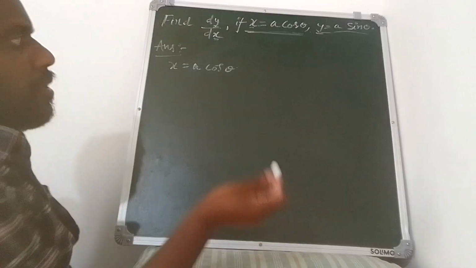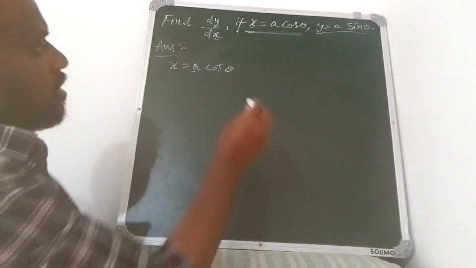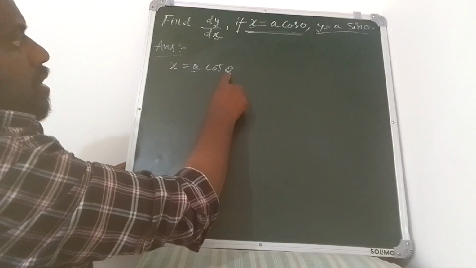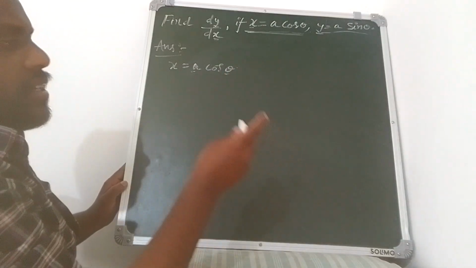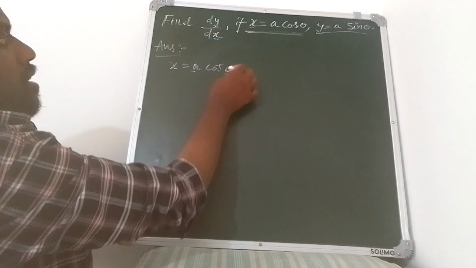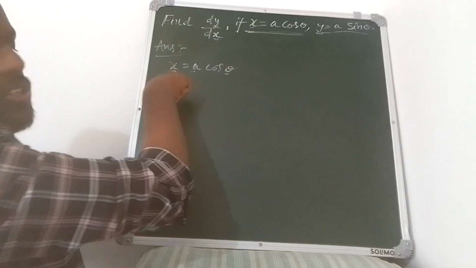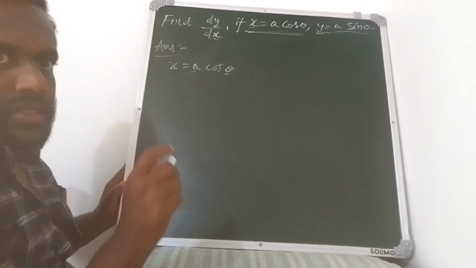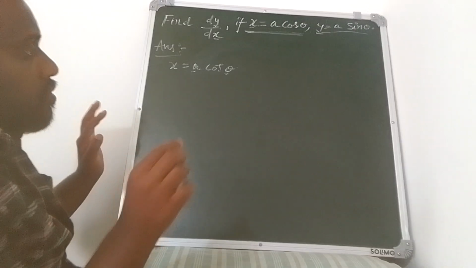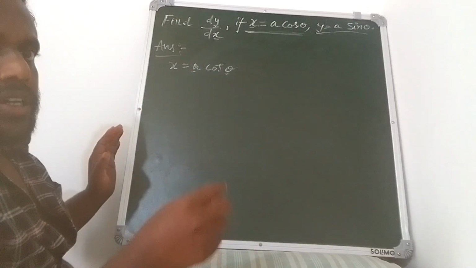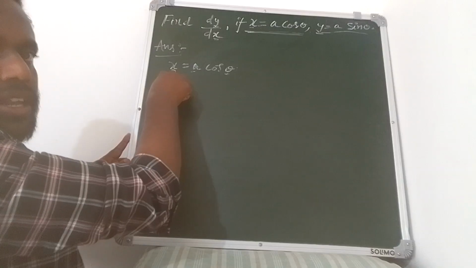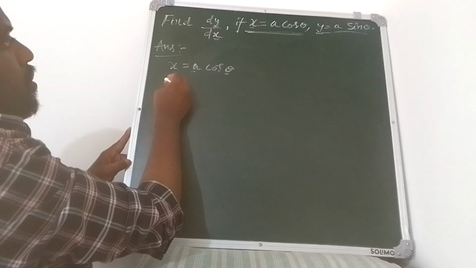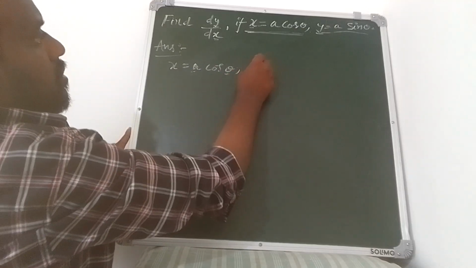X is the dependent variable. This a is the constant and this theta is the independent variable. Independent means its value changes with time. That is the independent variable, theta. As theta value changes, x value changes. So x value depends on this theta. So this is the dependent variable. So for this equation, we have to find differentiation of this dependent variable with respect to the independent variable. That means we need to find dx by d theta.